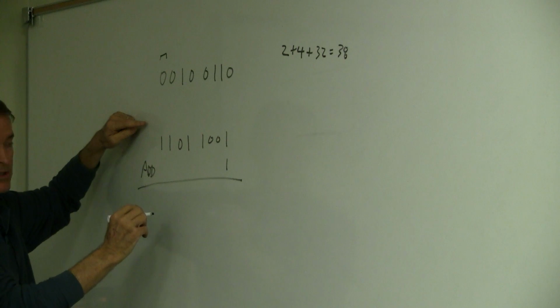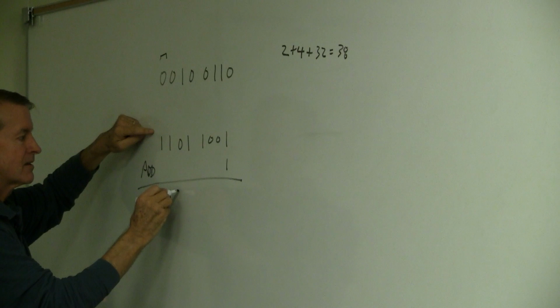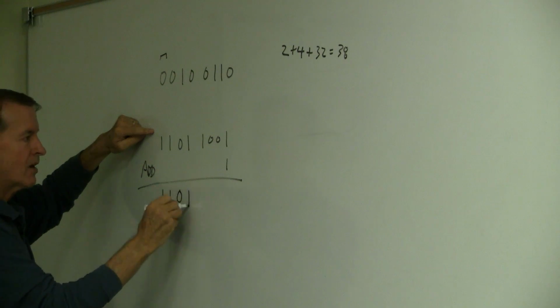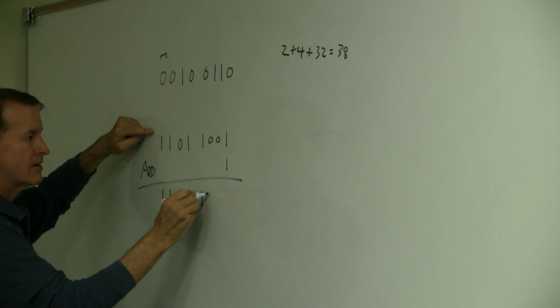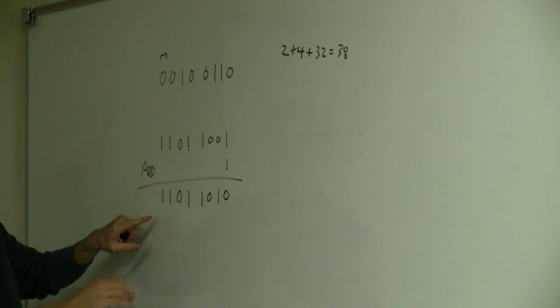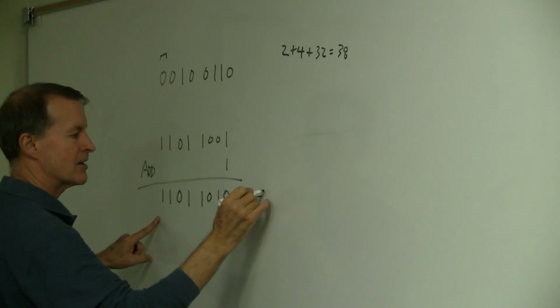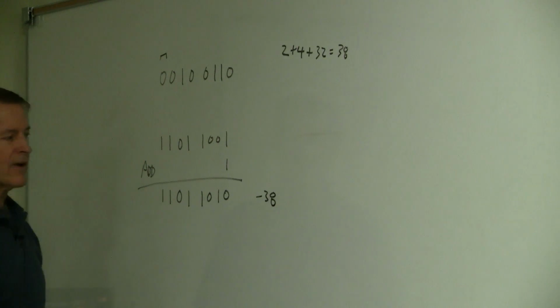Is everybody clear on this? So what is this? This is 1, 1, 0, 1, 1, 0, 1, 0, 1, 0. Right? So this one is 38. This is negative 38. And how do we verify that it's negative 38?